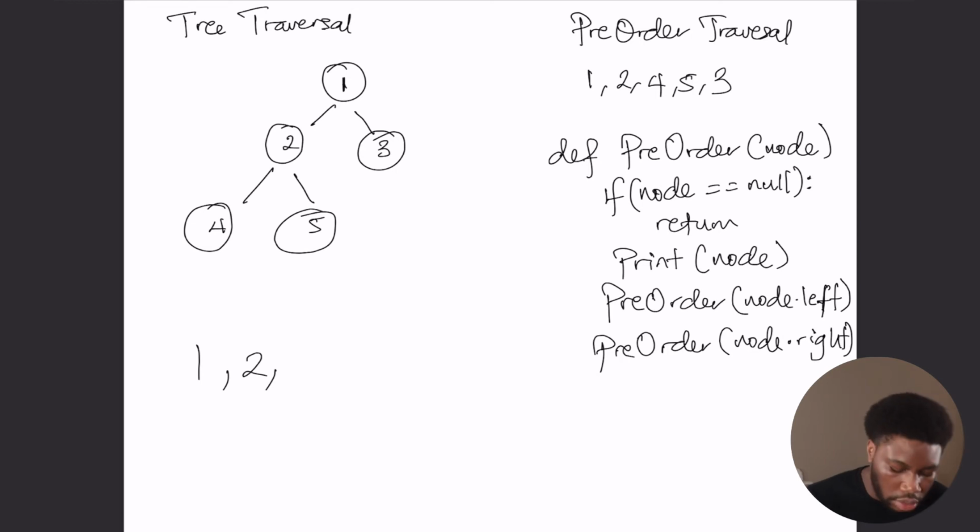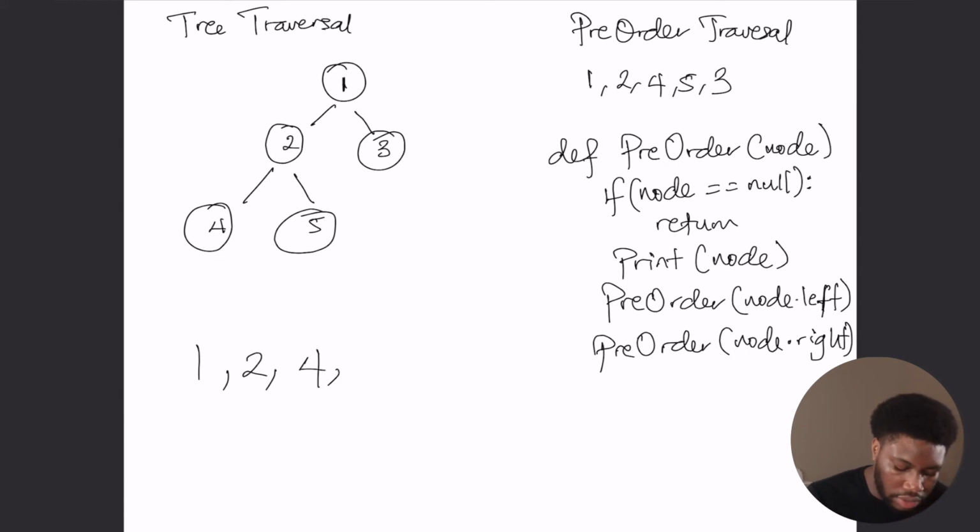After passing 2, we would go to the next step. We would then make the recursive call and pass 2's left child in, which is 4. Again, like 2, we would do the exact same thing. We would check if the node is null. It's not null, so we would skip this step. We would then print the node's value. In this case, it is 4.